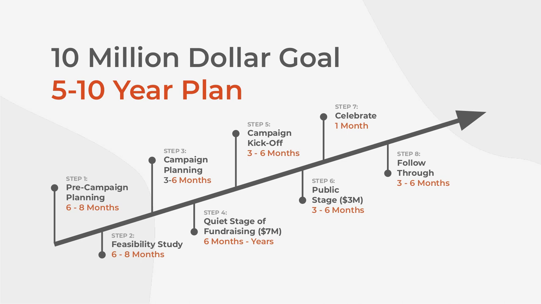Step three is the campaign planning. In your campaign planning, you're now taking your feasibility study and you're doing 3 things with it. Number one, you're creating a goal. You're going to create a gift range of how many donors you're going to need at which level in order to reach that goal. And that's where the data of your feasibility study is going to become so important, so necessary.